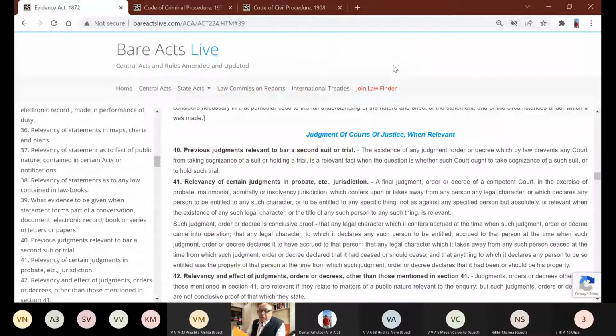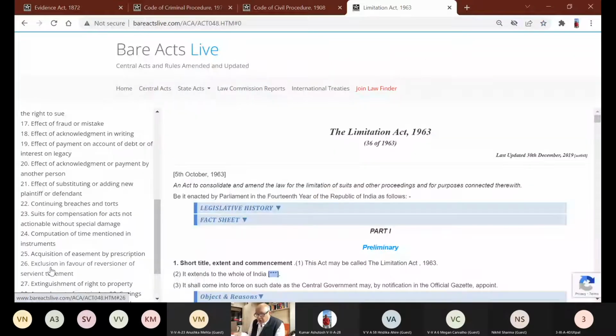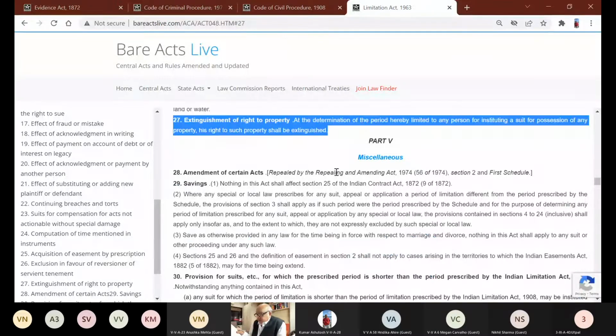I will read Section 27. I have got a copy here. Extinguishment of the right to property: at the determination of the period limited hereby to any person for instituting a suit for possession of any property, his right to property shall be extinguished. Now, for a right to property, you have to file a suit within 12 years under Articles 66 and 67. You should know these provisions very well.